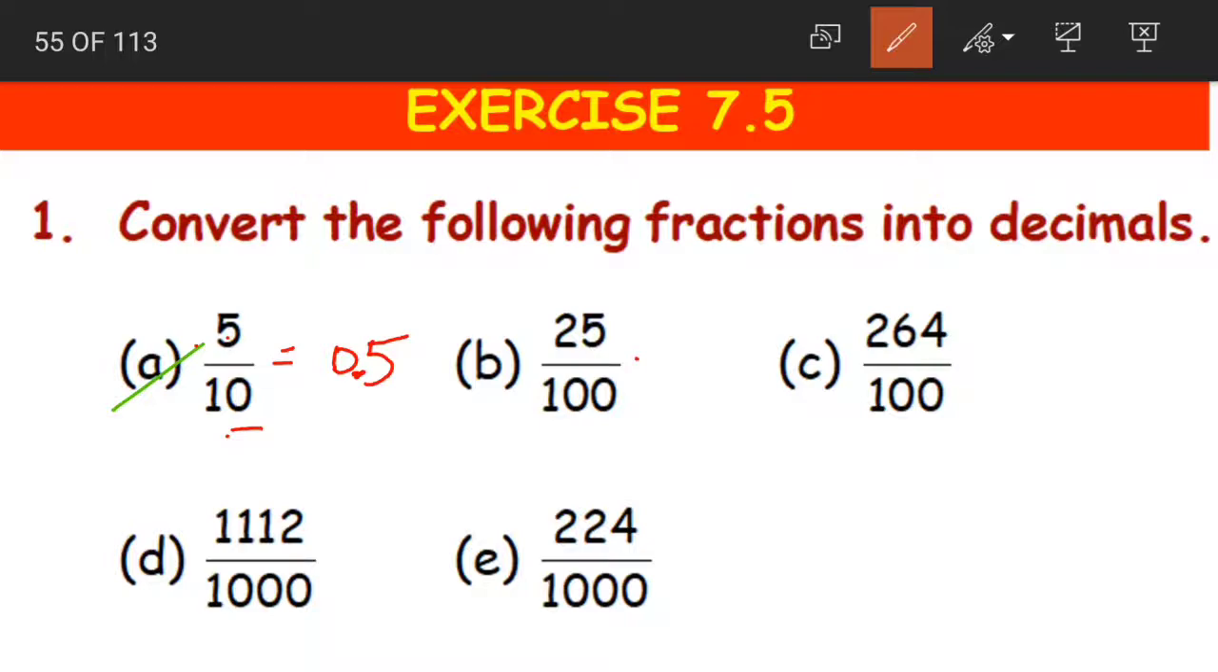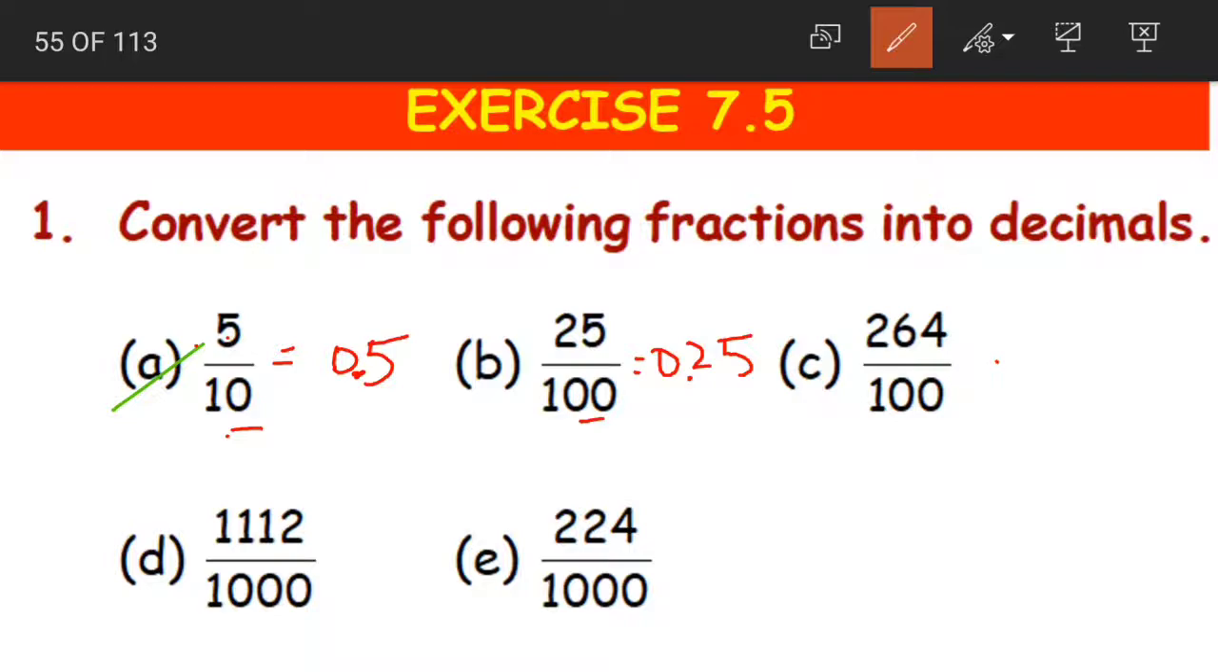Coming to question B, 25 by 100. Again here the numerator is a 2-digit number. The denominator is a 3-digit number. So we have to represent the numerator as a 3-digit number, 025, and here we are having 2 zeros. So after 2 digits from the right, I'll place my decimal point.